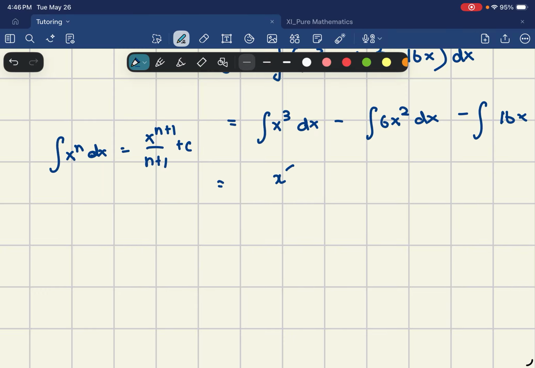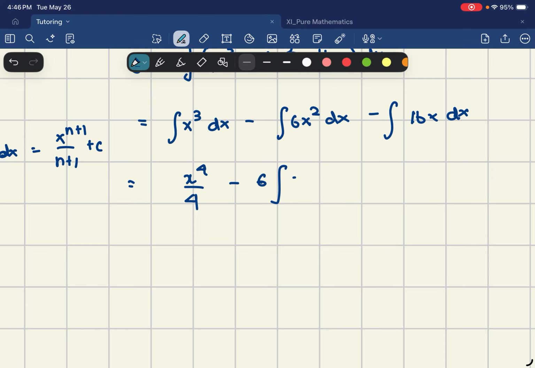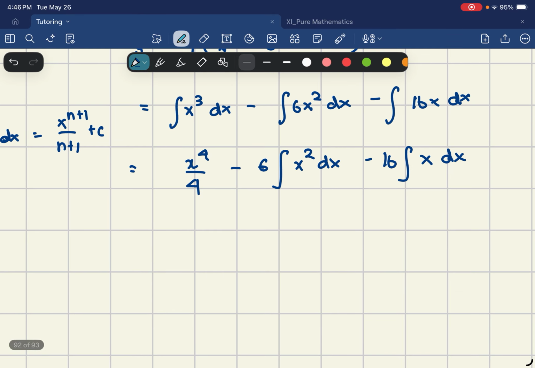So you have x to the power of 4 divided by 4, minus, you can factor out 6, minus, you can factor out 16. So you can take out the constant, not factor out, but you can take out the constant from the integration sign. So now this is just 1 over 4 x to the power of 4 minus 6 times x to the power 3 by 3. Increase the power by 1 and you divide by your new power. Similarly, you have 16 times x to the power 2 by 2 plus c. Don't forget your constant because it's an indefinite integration.